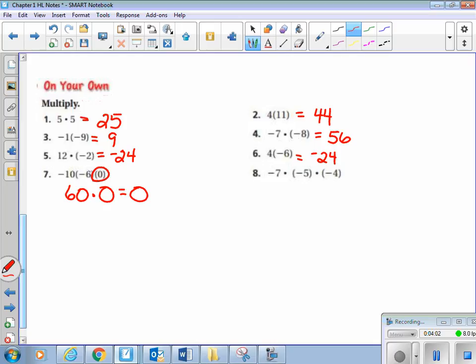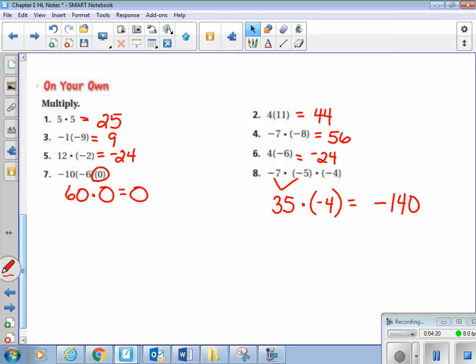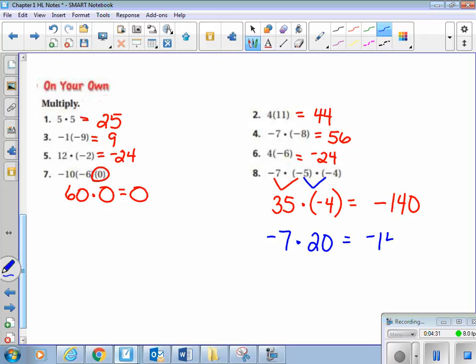In number 8, I'm multiplying 3 negatives. When I look at my first 2 negatives, a negative times a negative is a positive 35. And a positive 35 times a negative 4 is going to give me a negative 140. And we could have switched that as well. You could do negative 5 times negative 4. That would give you positive 20. And positive 20 times negative 7, your signs are different. You still get negative 140. Sometimes it's easier to multiply where you're going to end up ending in a 0. And with multiplication, since it follows the commutative property, we can switch the order and still get the same answer.